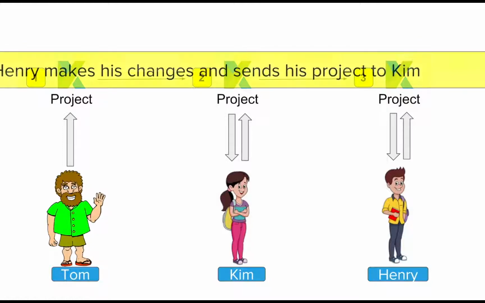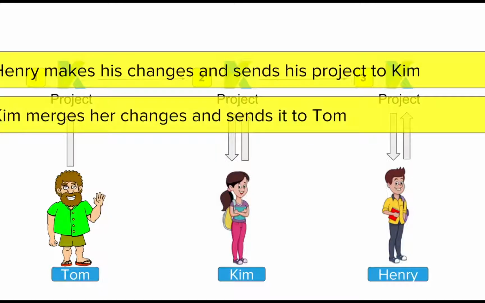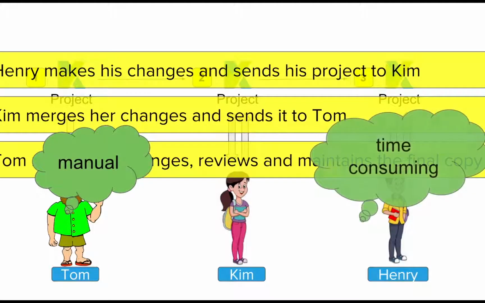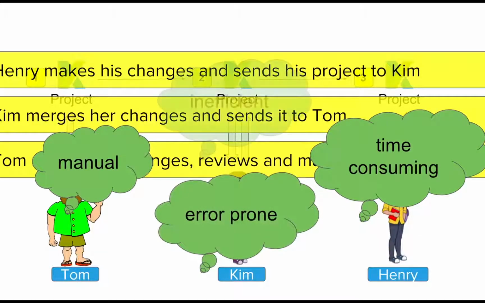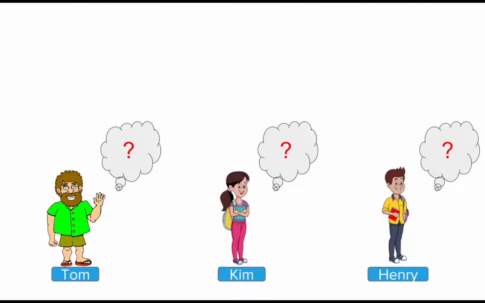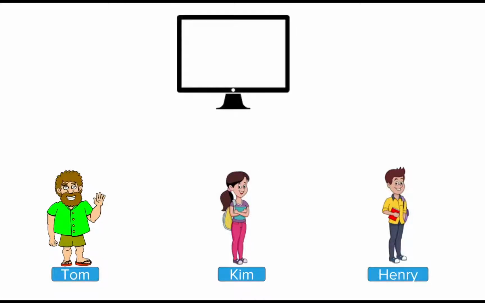So one of the options can be Henry makes his changes and sends his project to Kim, and now Kim merges her changes and sends the final project to Tom. Tom then merges his changes, reviews all the changes and then maintains the final copy and distributes this copy to all the team members. Now this is a very manual approach. It's time consuming, error prone and highly inefficient. So what to do now? There is another solution. They can use a common machine. So they will put a single copy of their project on a common machine.